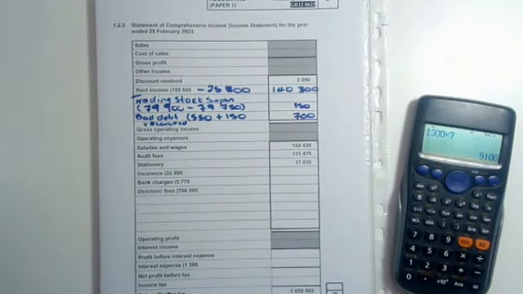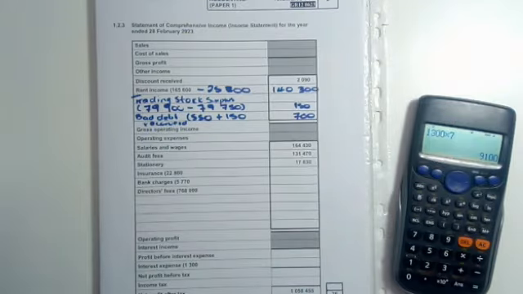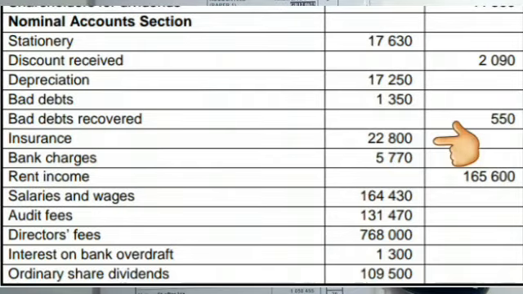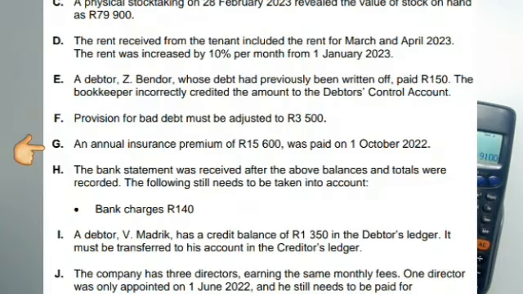From there, we move on to our operating expenses, and for the salaries, audit fees, and stationery, they have already entered those amounts for us. What we need to do is start with insurance, which is given to us at 22,800, and then we have information G that says an annual insurance premium of 15,600 was paid on 1 October 2022. It says that it was paid, meaning that we can safely assume that the 15,600 is already included in this 22,800.